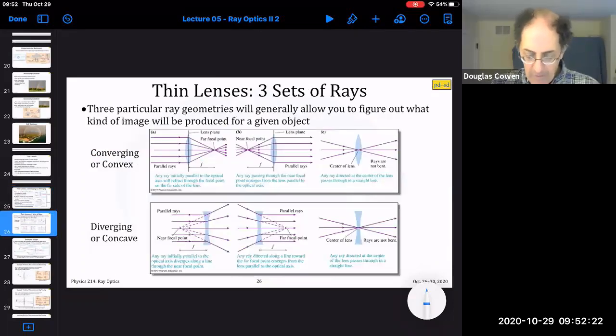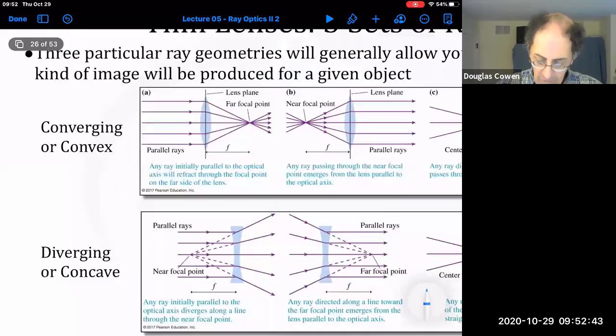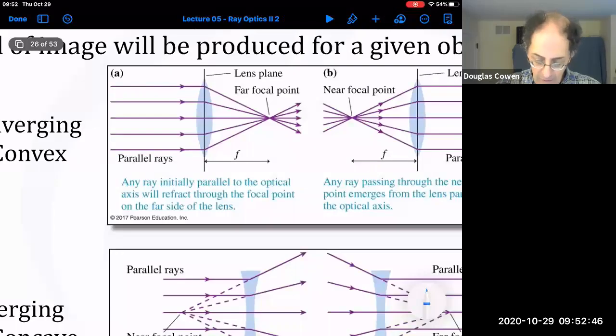All right, so there are three sets of rays that are very useful to keep in mind to figure out what kind of image is going to be produced for a given object. So let's start out with converging or convex lenses. So the first set of rays are parallel rays. And we just talked about those a second ago. So parallel rays that come in will all converge on the far focal point.